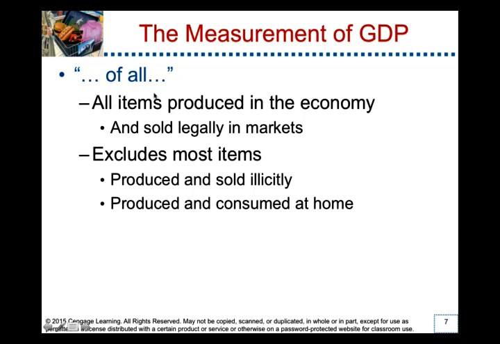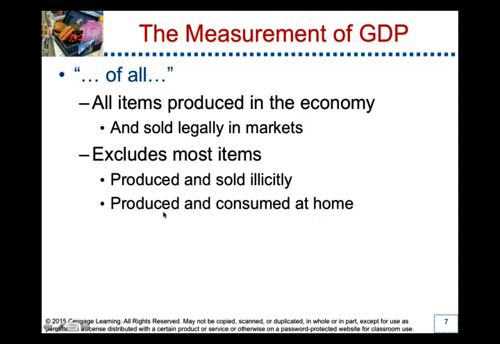Then the next important point is that of all, when you are calculating the GDP, you need to add all the items that are produced in the economy. But here, one important warning. When you calculate the GDP, you need to add only the legally produced goods and services. You do not include any illegal production of any good or services. So only legal production becomes part of the GDP. So anything which is sold illegally, anything which is produced and consumed at home will not become part of GDP.